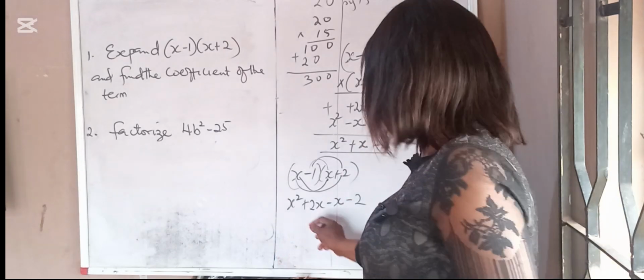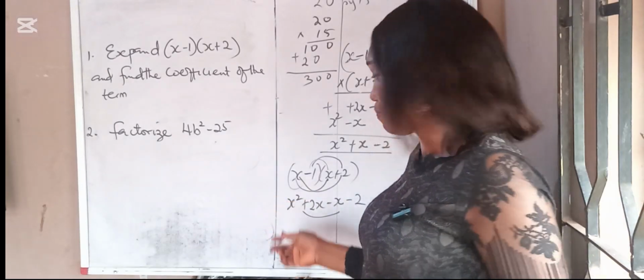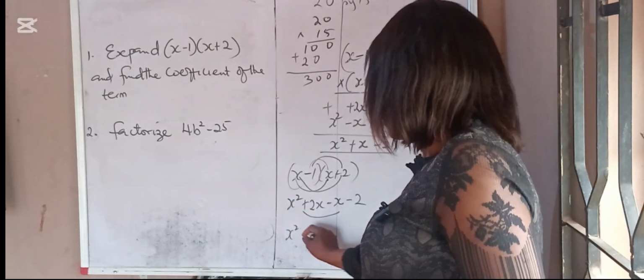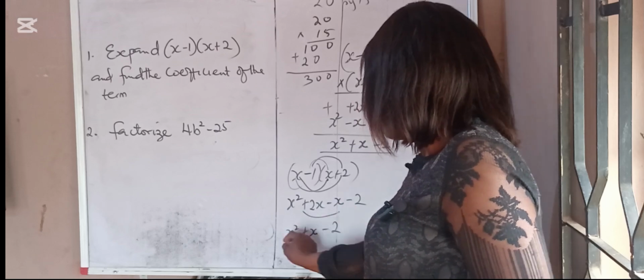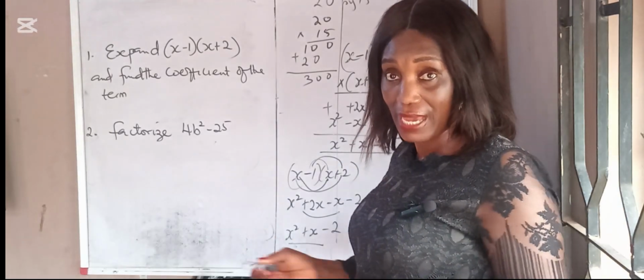What are we seeing? This. You can see that they are already in their terms. Okay, so I'll bring down x squared, plus 2x minus x will give us plus x. Okay, then bring down minus 2. As you can see, they have the same answer.